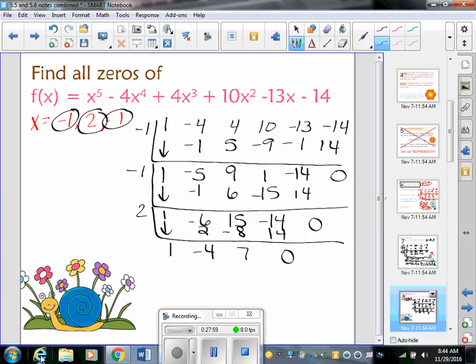I started with x to the 5th. I did synthetic 3 times. I'm down to x squared. So we have 1x squared minus 4x plus 7 equals 0. Does that factor? This is not going to factor, because what are your options for c? Is 1 and 7 ever going to make a 4? No. So this does not factor, but we do have the quadratic formula that we know will work, right?